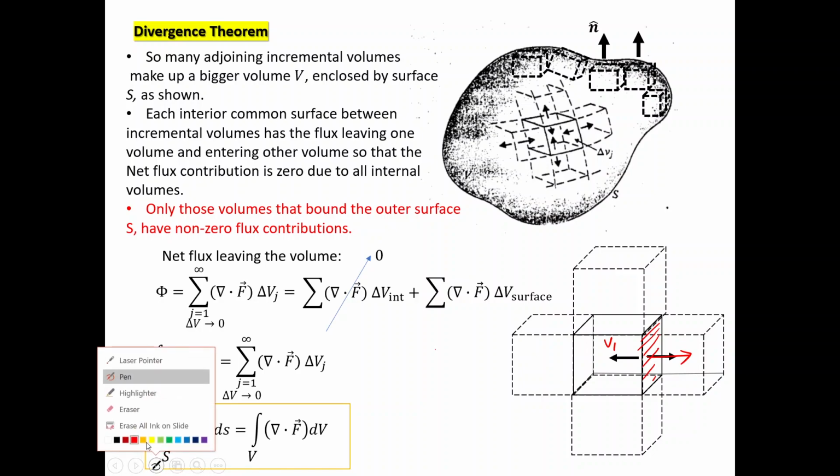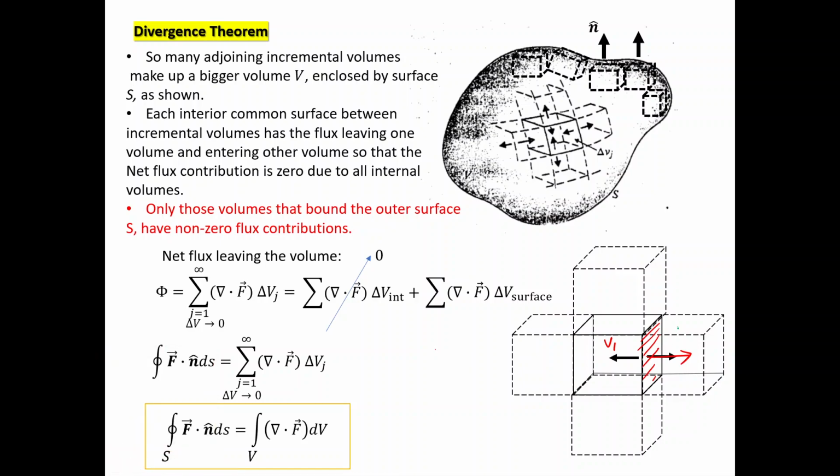Let me take another. But for V2, for its surface, the outward normal will be in this direction. Then let's say for any vector f, the flux is the dot product with n internal times the magnitude of the area, where the area is A and this direction is the n direction.